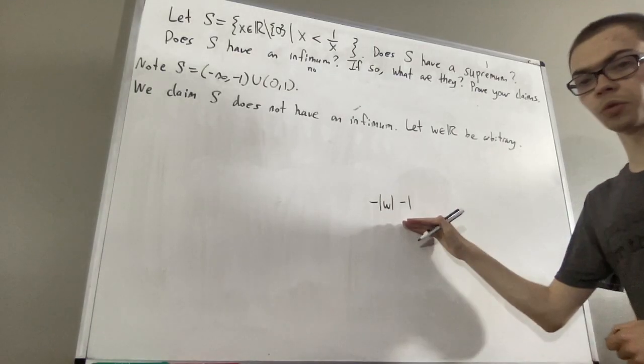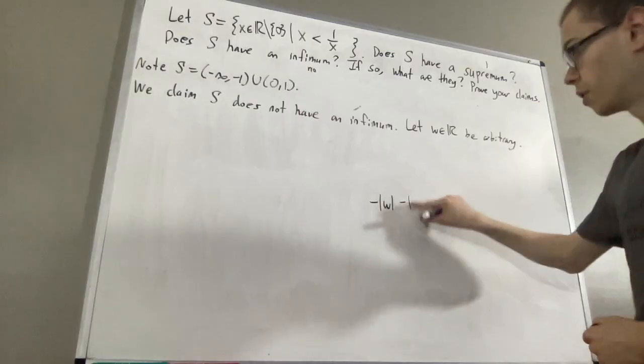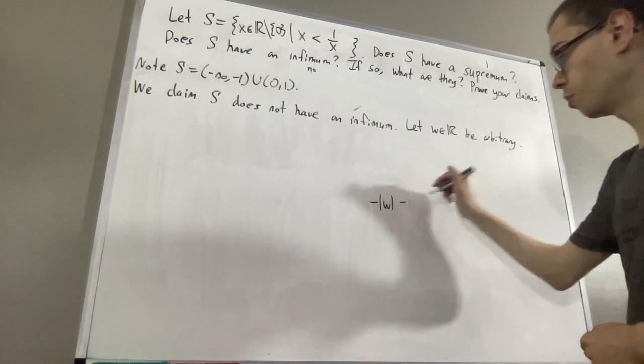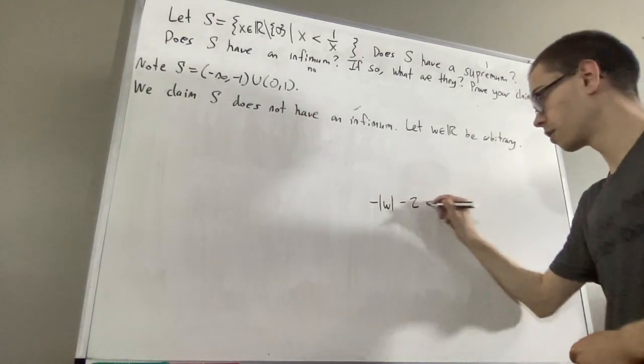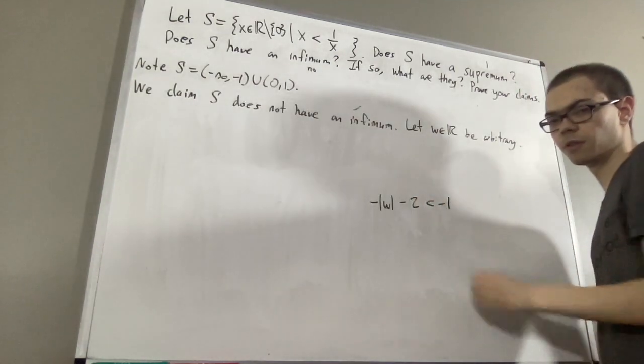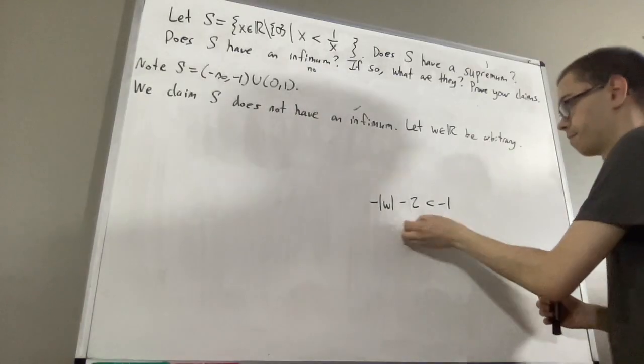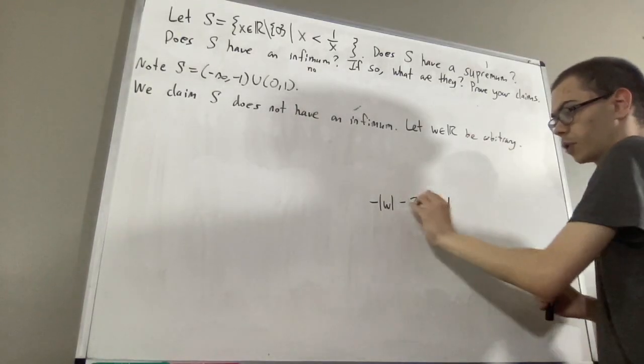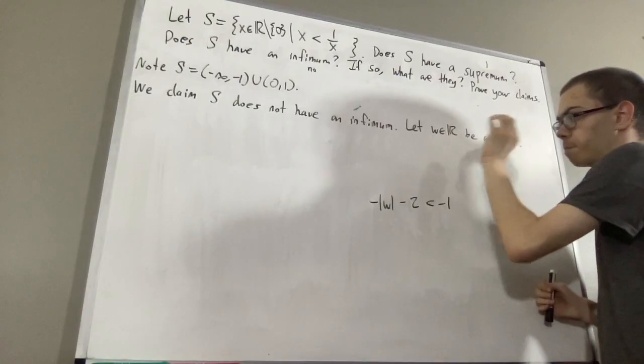Subtract 1, that's less than or equal to negative 1. So then if we just subtract 2, that's less than negative 1. And that's clearly less than W. Right, we can show that. So this is essentially what we're going to take advantage of.